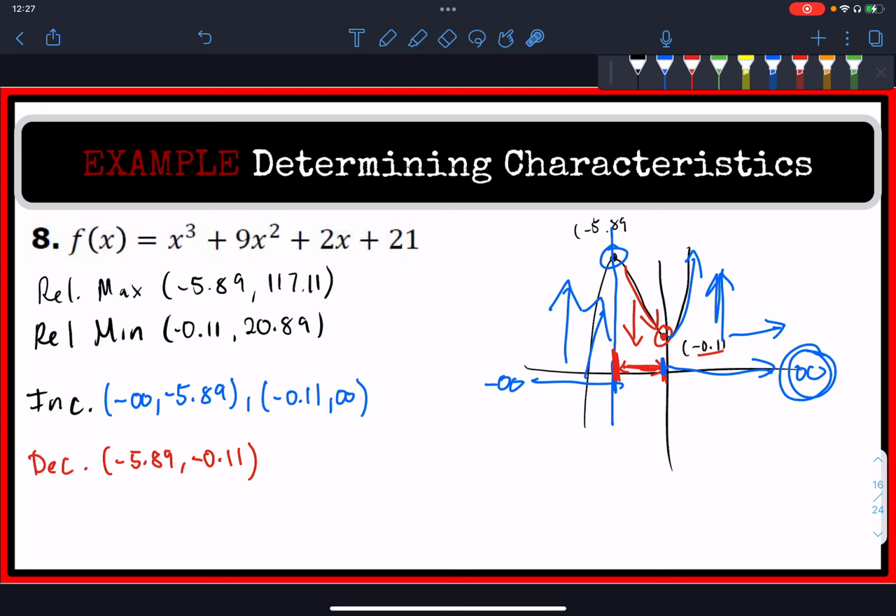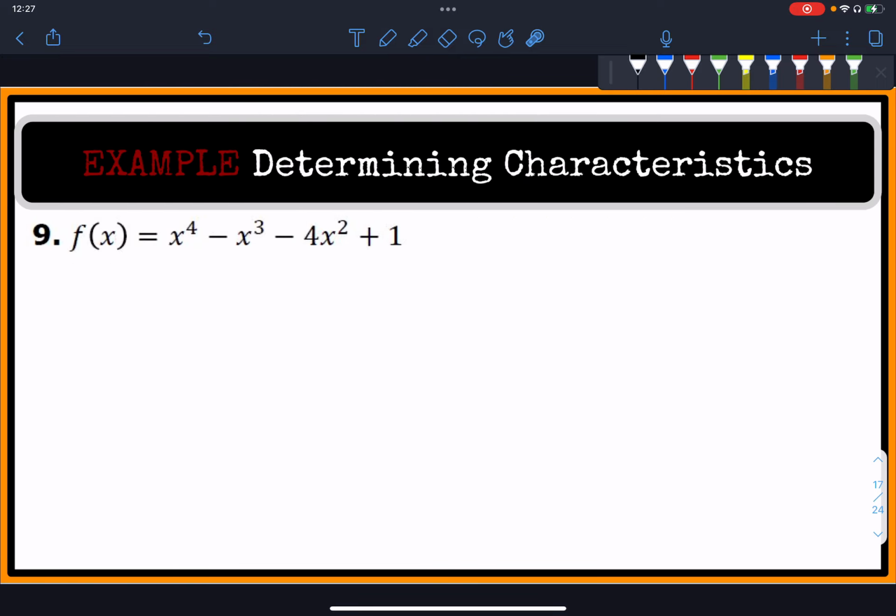And I like using decimals because, again, it just makes it simple to find where those turning points are located at, just by clicking on the points. Okay, so there you go. I have one more to do. Let's do this last example right here.